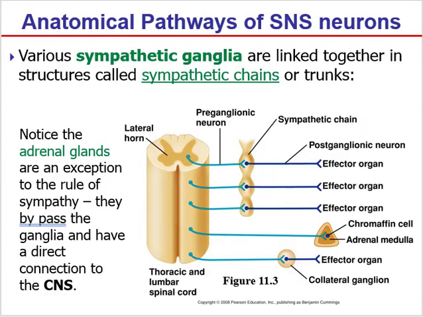Here's a closer look at the proximity of the spine to the sympathetic chains. We see these various sympathetic ganglia. They're linked together in these vertical structures like sympathetic chains or trunks. What do you notice when you take a look at the right side of this figure from your book? This is Figure 11.3. On the right, you have effector organs, which one has an unusual setup when comparing it to the rest?